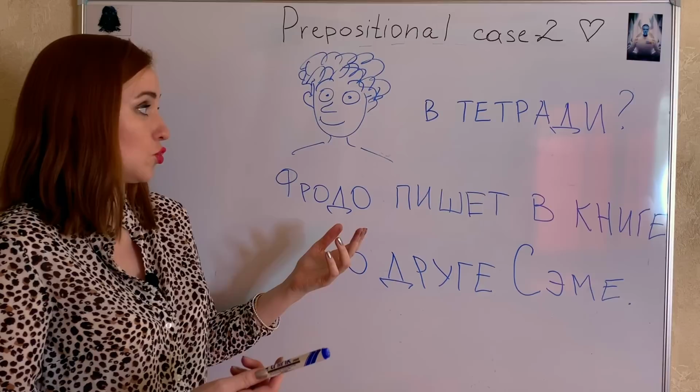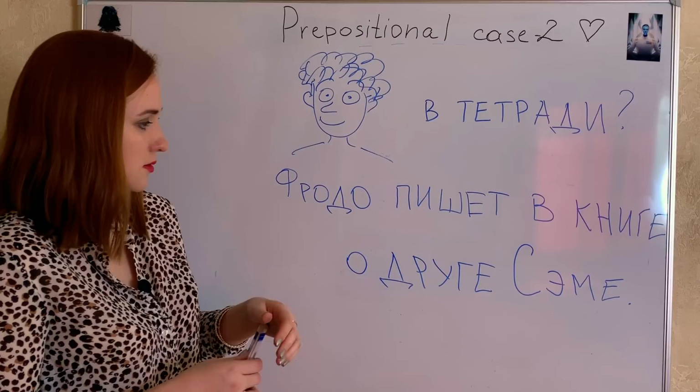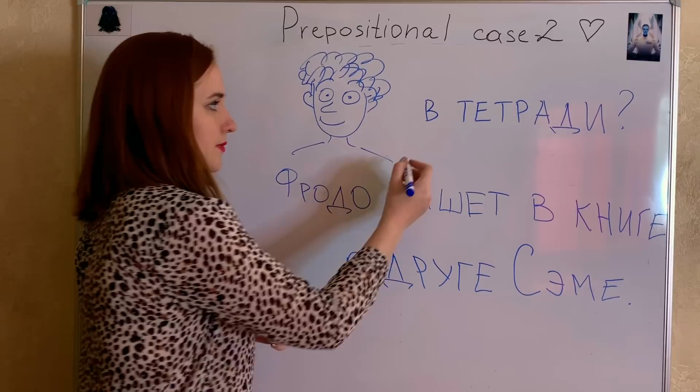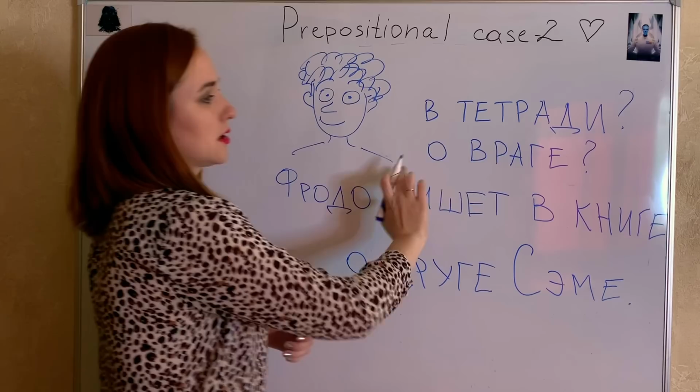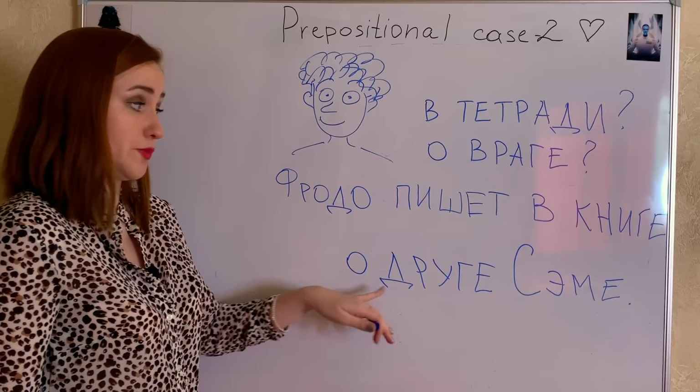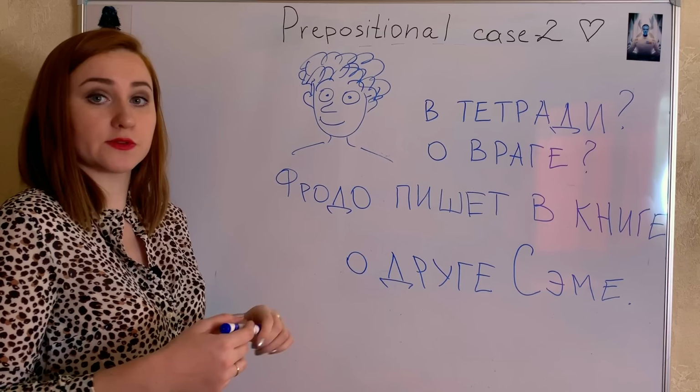Okay. Now what else? Фродо пишет о враге. Enemy. Враг. О враге. Maybe he's writing about Sauron. О враге? Нет. Он пишет о друге Сэмми. Фродо пишет в книге о друге Сэмми.